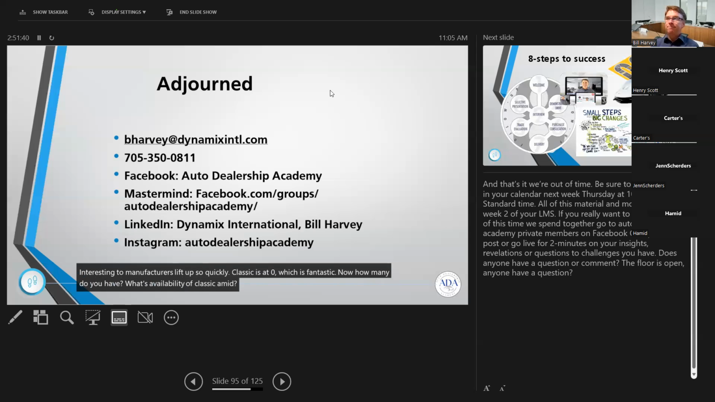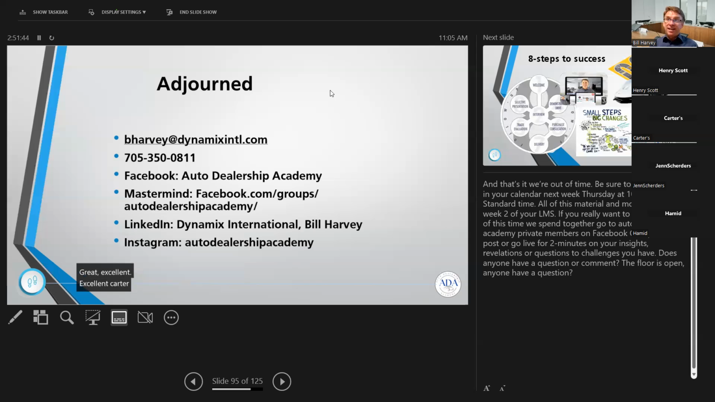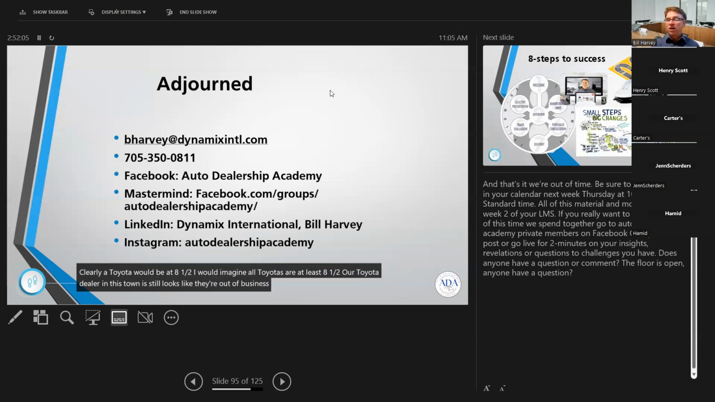Great. Excellent, Carter. Super. Well, it's nice to see that. What's Silverado at? Anybody know what GM's doing? Clearly a Toyota would be at 8.5. I would imagine all Toyotas are at least 8.5. Our Toyota dealer in this town, it looks like they're out of business. Absolutely unbelievable. Honda is much the same. They look like they're out of business.